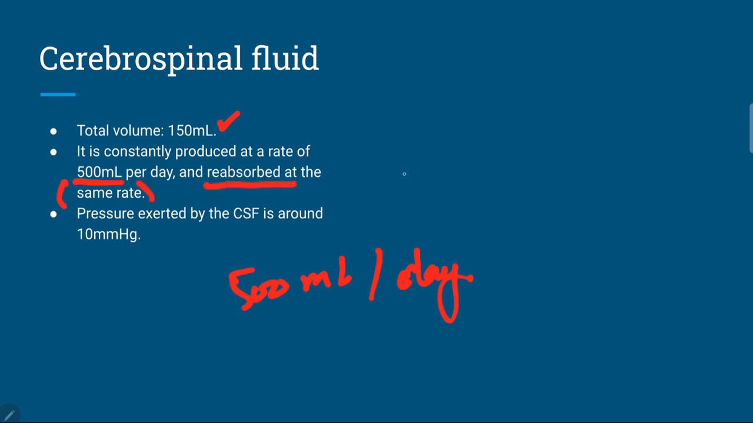Now imagine if there's a different flux. It's being produced at the same rate, but if it is not reabsorbed back the same way, then it's going to cause a pathology. What is the pressure that it exerts? It exerts the pressure of 10 millimeters of mercury.